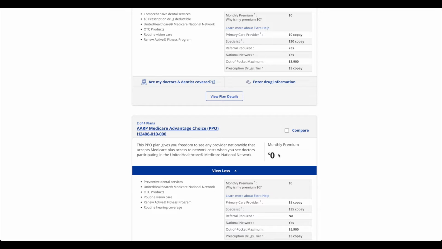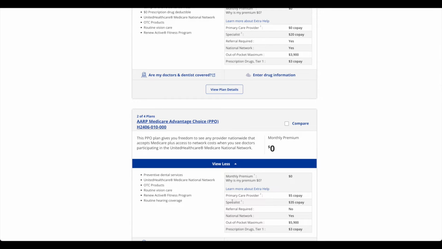So while the PPO is, quote unquote, more expensive, it's not necessarily going to be in the monthly premium, but in some of the cost of the services. So we can see right away that primary care has gone from zero up to a $5 copay. Not bad. The specialist has gone up to a $35 copay compared to the $20. Still not bad, but again, a little bit more money.